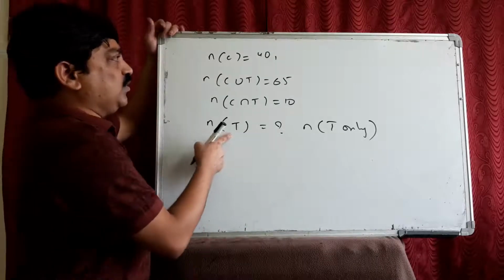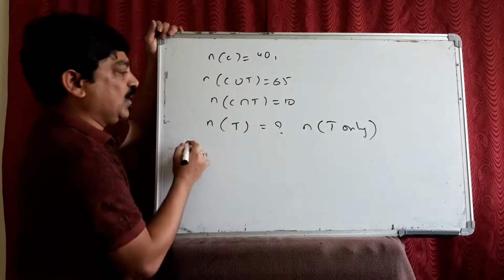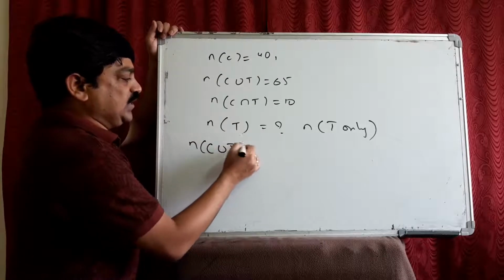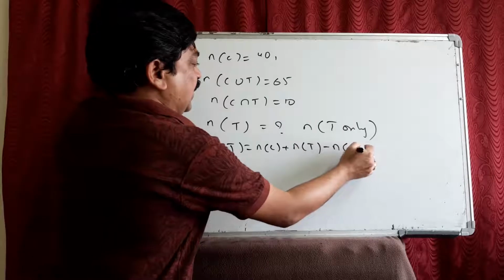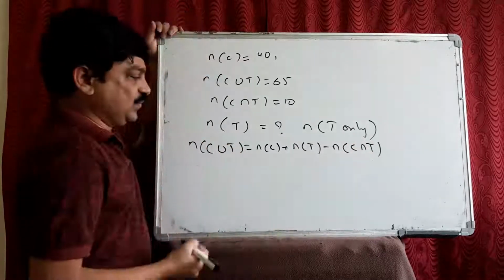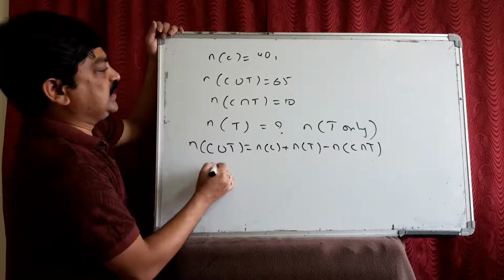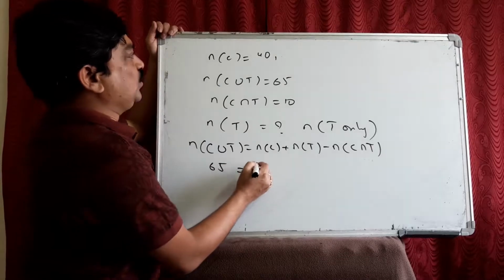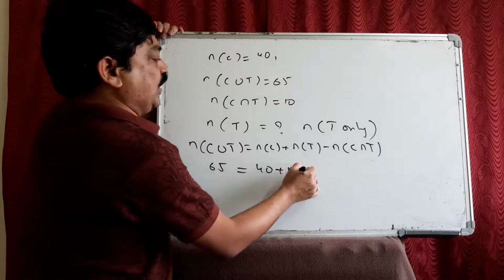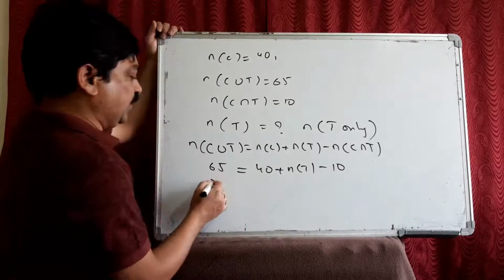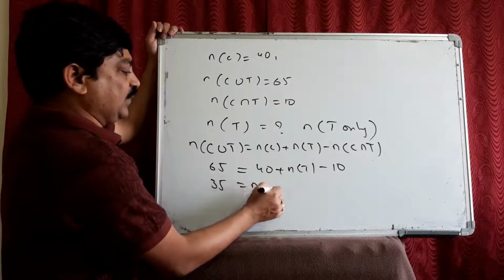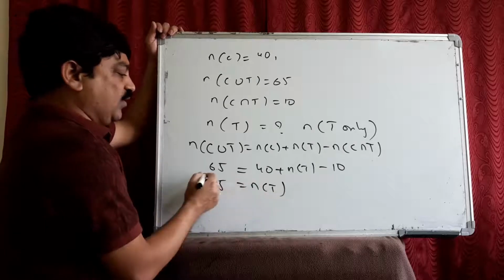So first you can find out this using the formula. What is the formula? n of C union T is n of C plus n of T minus n of C intersection T. Okay. n of C union T is 65, equal to 40 plus n of T, which we don't know, minus 10. 30 will go here, it becomes 35 is n of T. So n of T we got.